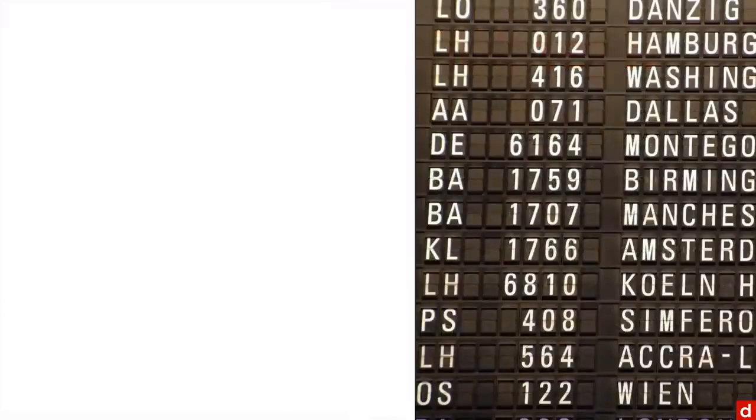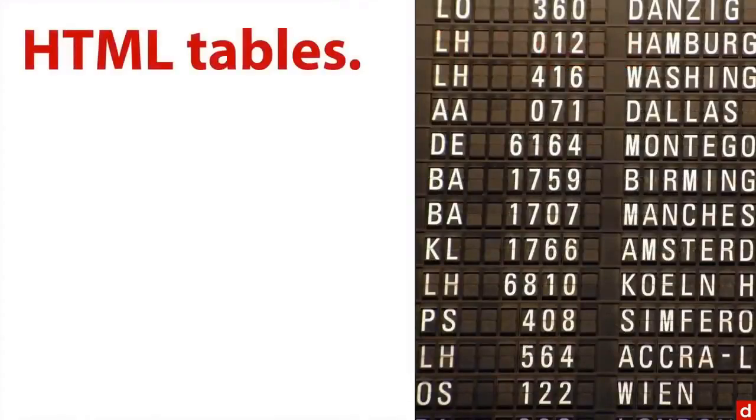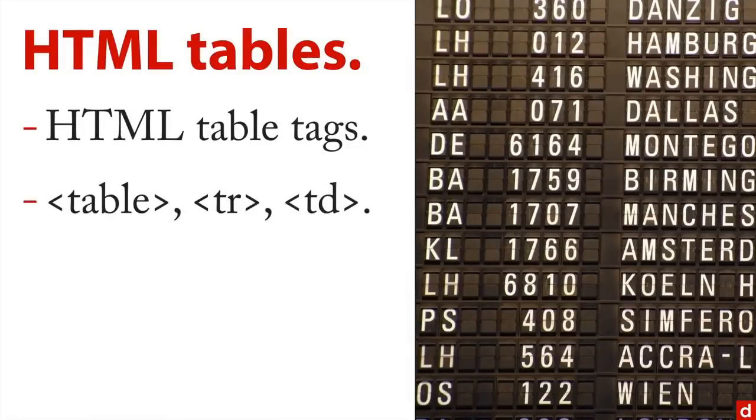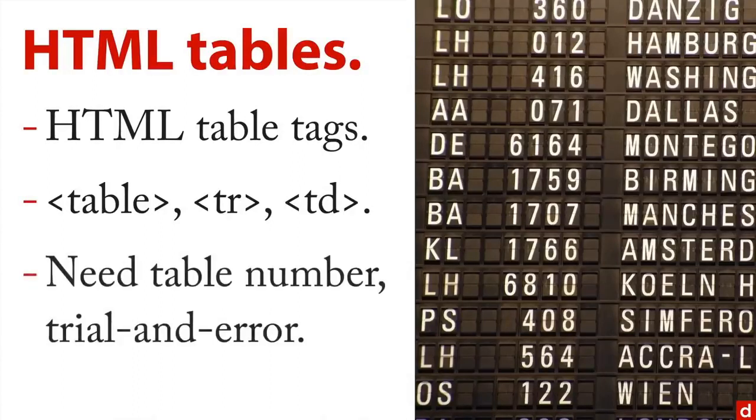You can also get information from HTML tables, although this is a physical table of rows and columns I'm showing you. This also uses HTML table tags. That's like table and TR for table row and TD for table data. That's a cell. The trick is when you're doing this, you need the table number, and sometimes you just have to find that through trial and error.